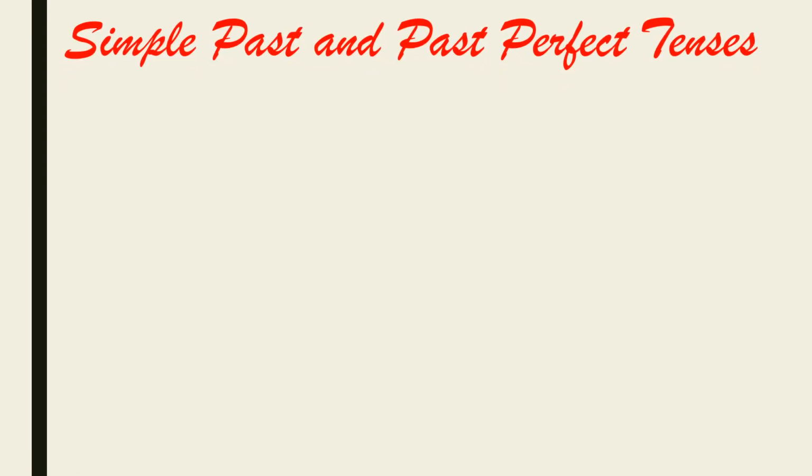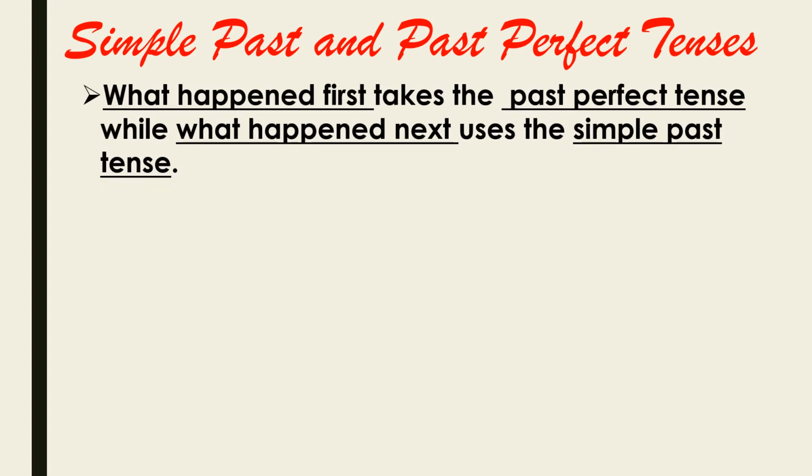Now that we already know the structure of simple past and past perfect, it's time for us to join the two. Both simple past and past perfect talk about events that already happened in the past. However, what happened first takes the past perfect tense, while what happened next uses the simple past tense.